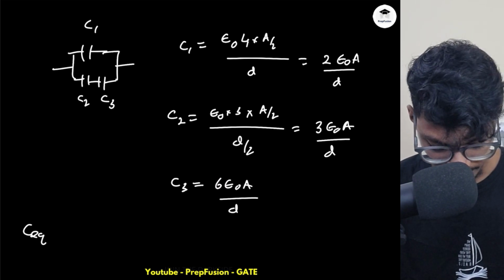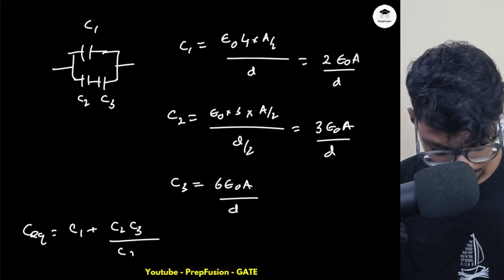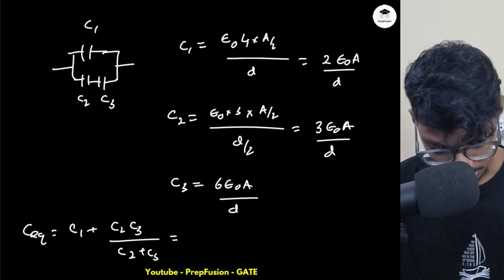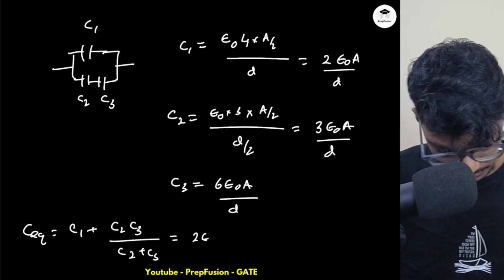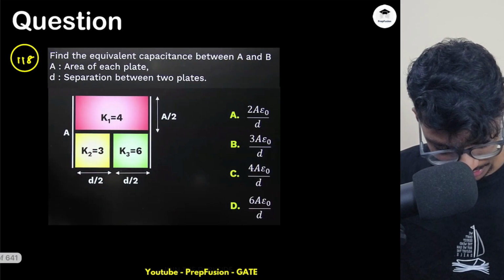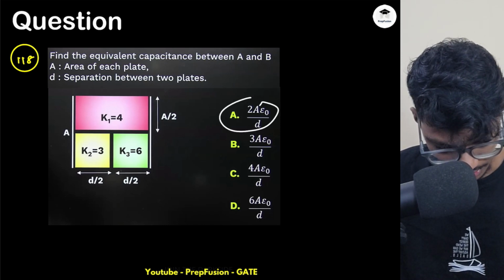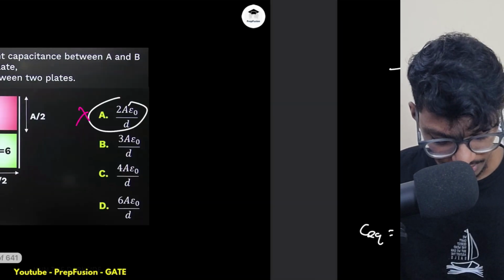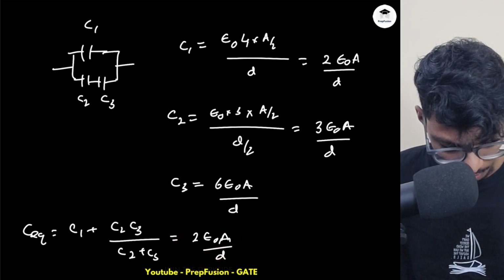So what is your equivalent capacitance? Basically equivalent capacitance will be C1 plus C2 C3 by C2 plus C3. So what is happening over here? So this will be 2 epsilon naught A by D plus something. So it will be at least more than 2 epsilon naught A by D. So just hold on, obviously this option A is eliminated. It cannot be 2 epsilon naught A by D, because simply it has to be more than this, because there is some positive term here.